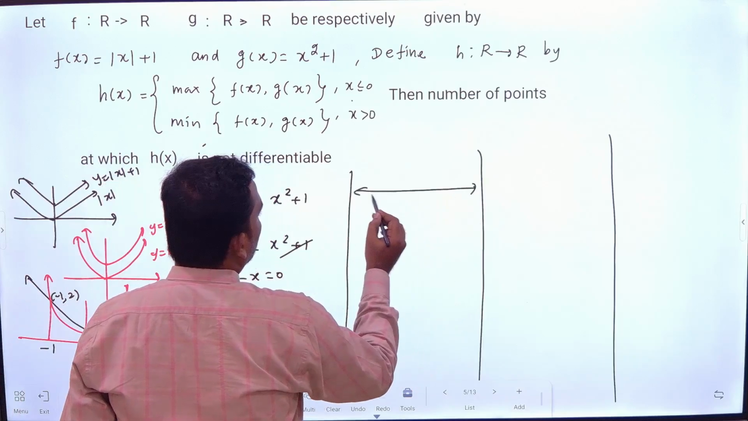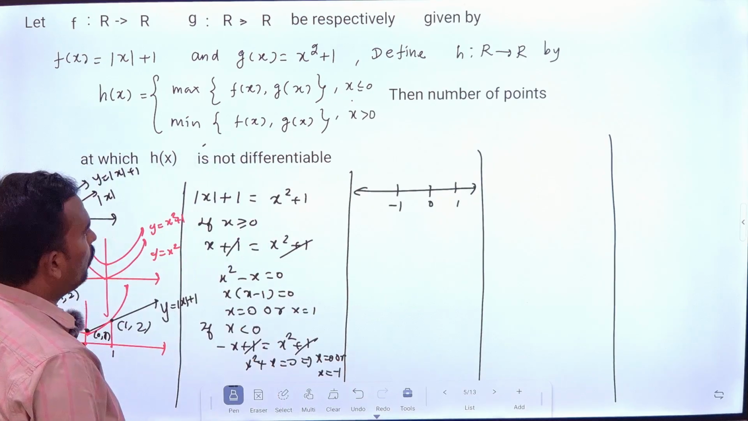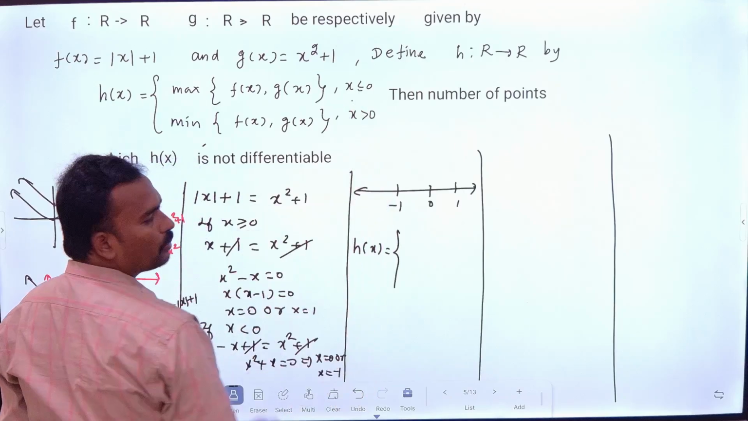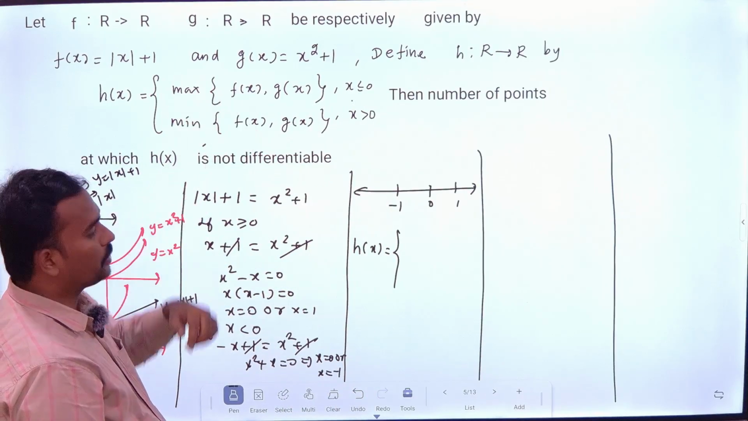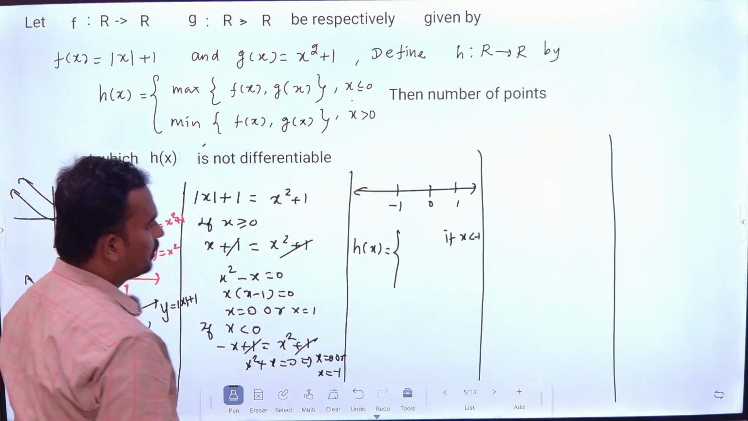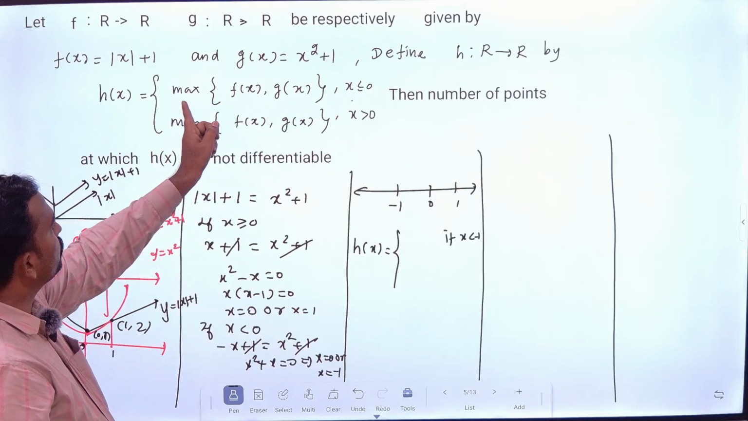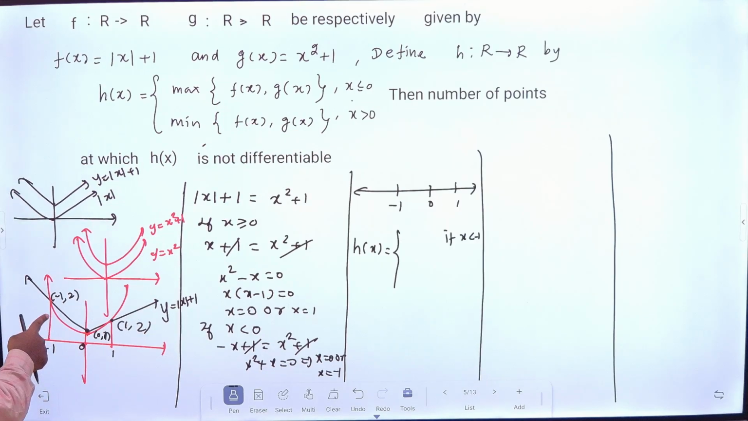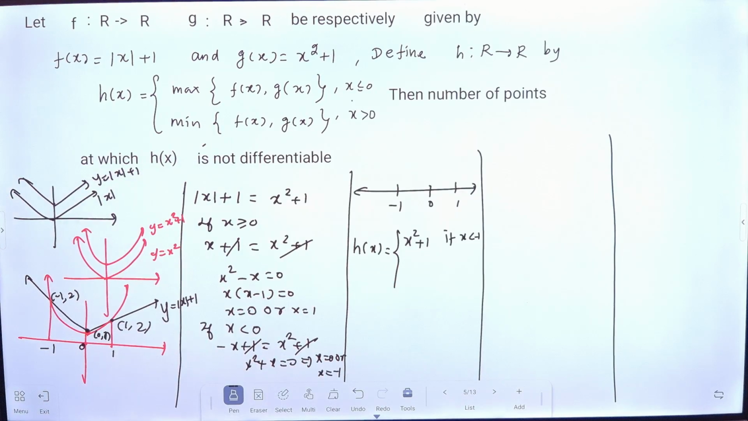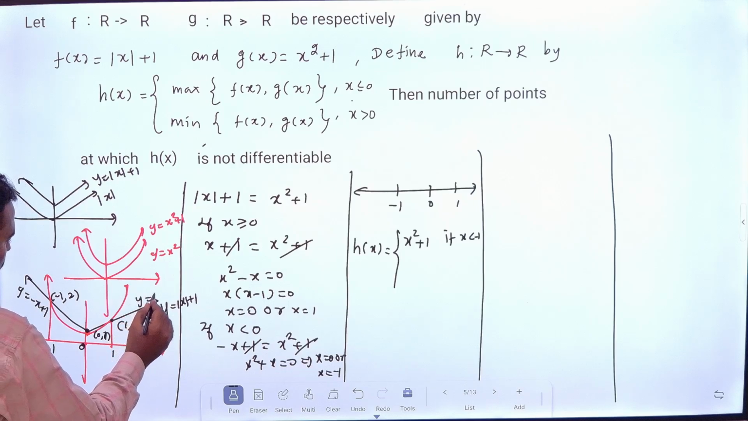Now let us draw the number line. The breaking points are −1, 0 and 1. Now you have to redefine h(x). When x is less than or equal to 0, that means x is negative, you choose the maximum of f and g. When x is positive, you choose the minimum of f and g. So if x is less than −1, you choose the maximum of f and g. Looking at the graph, the maximum is the x² + 1 curve. Between −1 and 0 it is |x| + 1. When x is negative, y = −x + 1, and when x is positive, y = x + 1.